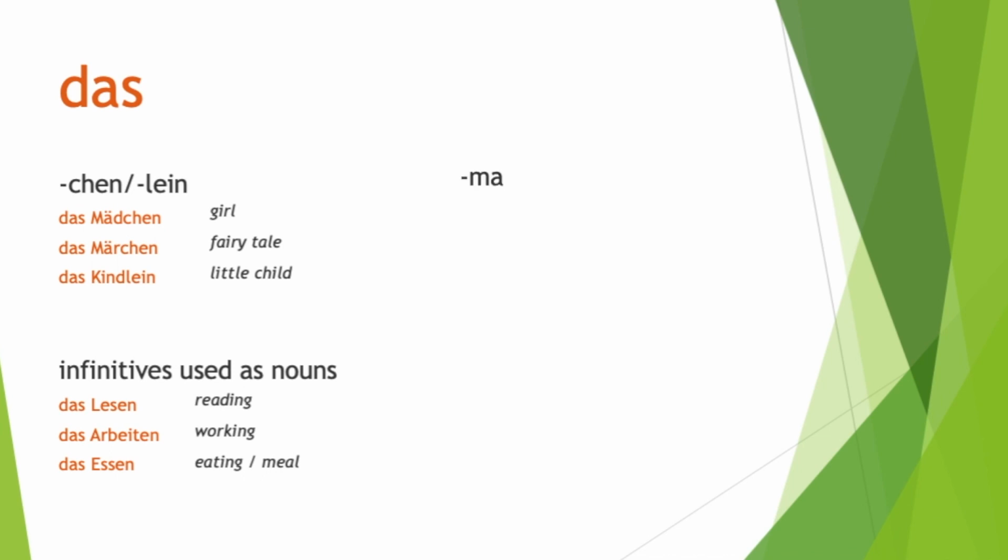Words ending in -ma. Usually those come from Latin. Das Klima, climate. Das Thema, the topic. But there's an important exception. Die Firma, the company. Okay, companies are feminine in German.